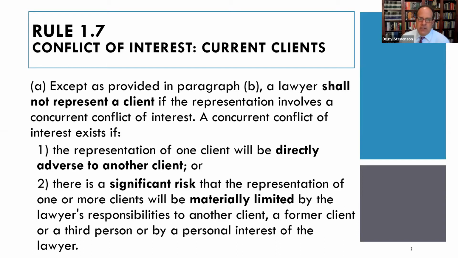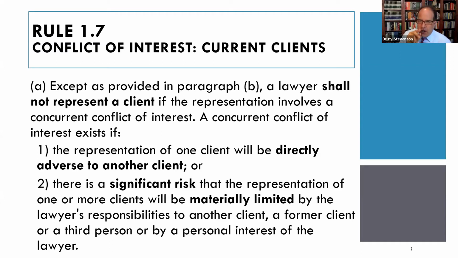And then a concurrent conflict of interest exists if, one, the representation of one client will be directly adverse to another client, or two, there's a significant risk that the representation of one or more clients will be materially limited by the lawyer's responsibilities to another client, or a former client or a third person, or by a personal interest of the lawyer. Now, we're going to have specific rules about those last few things, but those violations could also implicate or trigger a violation of 1.7. But usually we're talking about another client who you're representing right now.